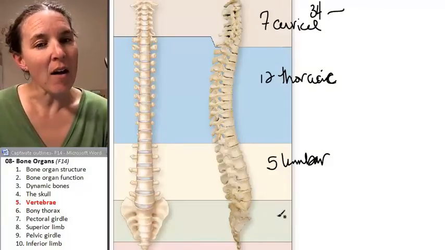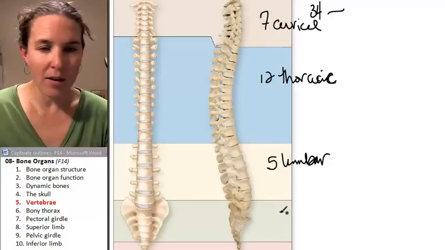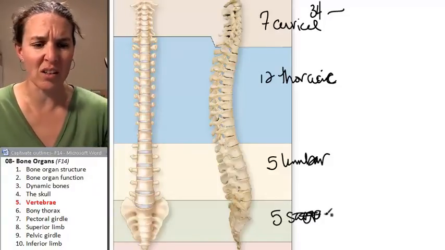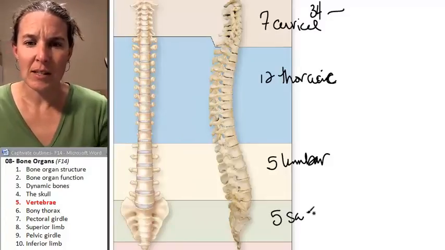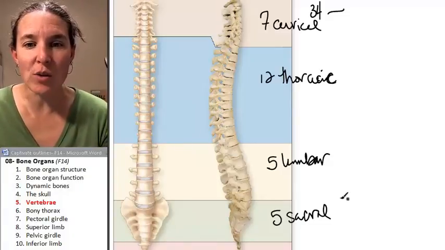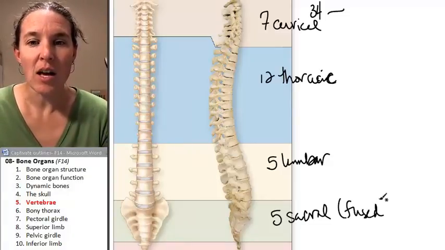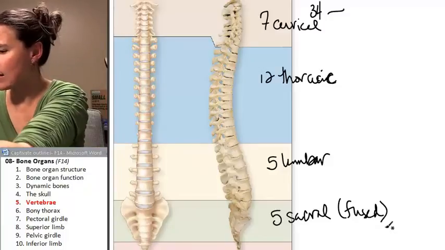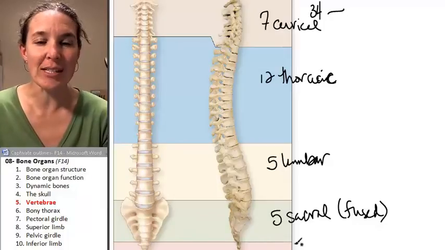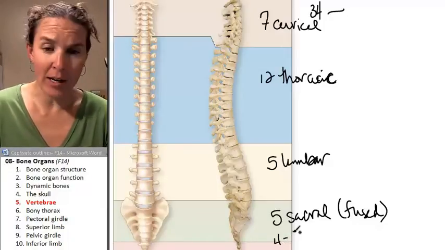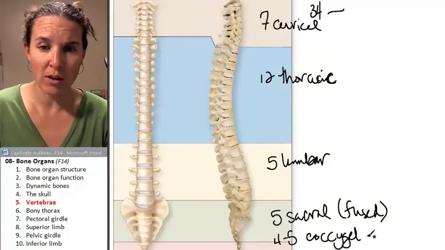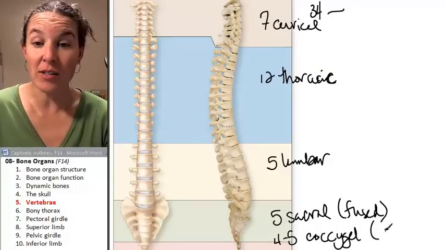You have 5 sacral, seriously? Sacral, yes, vertebra. These guys are fused. So you're going to see one thing that is the sacrum. I've got a sacrum around here somewhere. And then you're going to see 4 to 5, right? Yes. Coccygeal vertebra, and they're also known as the coccyx.